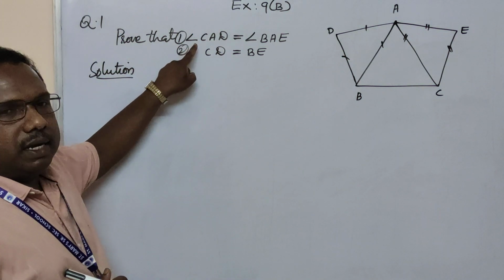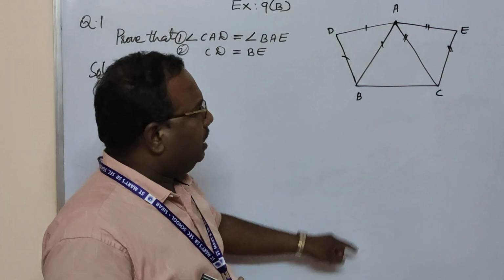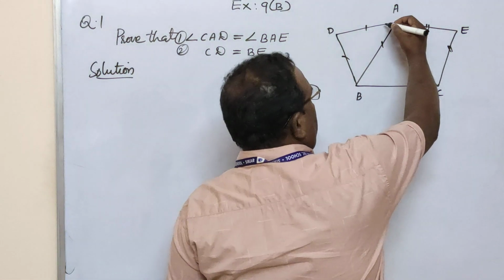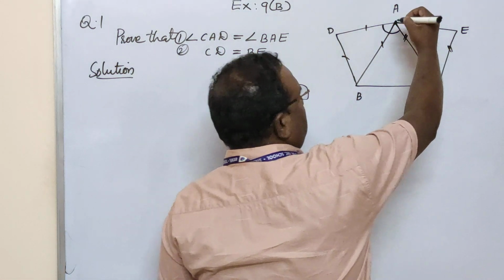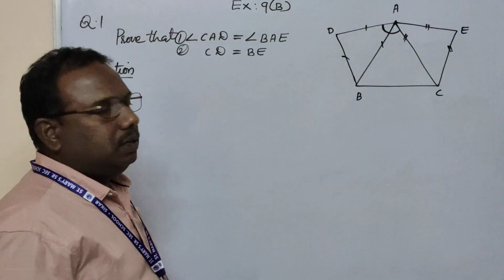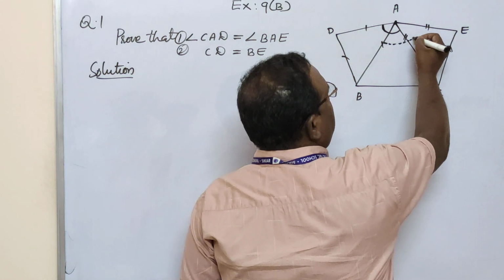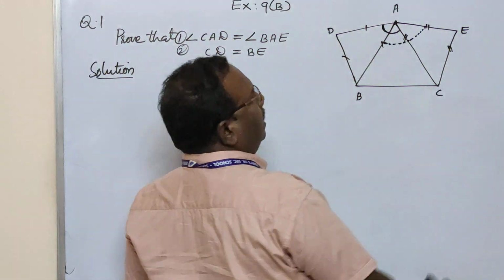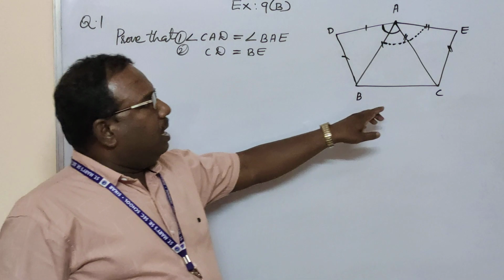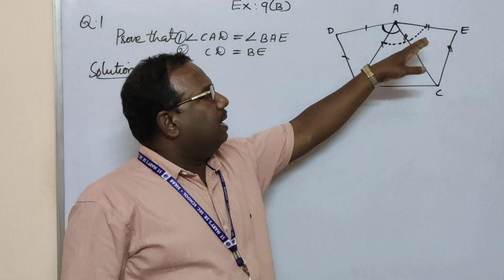Prove that, question 1, angle CAD. Look at the board. Where is angle CAD? Here is angle CAD. This angle CAD is equal to angle BAE. This complete angle is angle BAE. Now it is very clear to you where angle CAD lies and where angle BAE is.